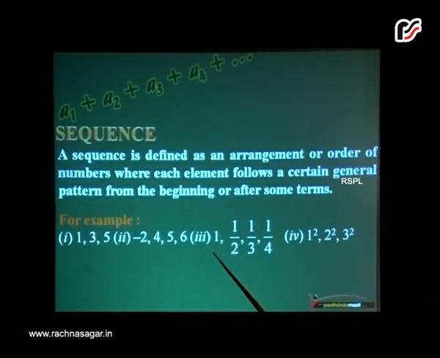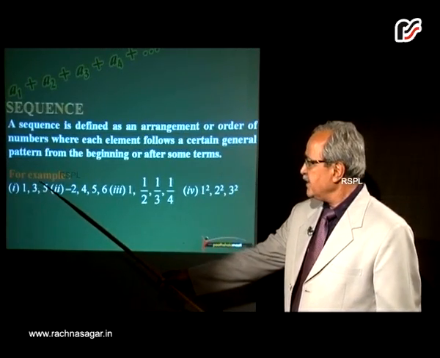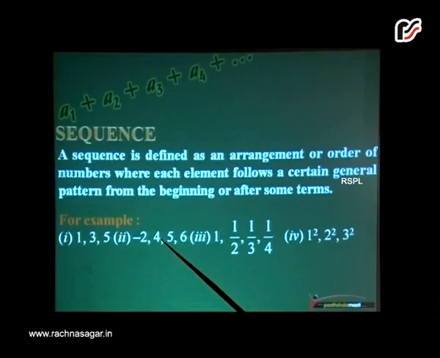For example, 1, 3, 5 or -2, 4, 5, 6, or 1, 1/2, 1/3, 1/4, or 1 square, 2 square, 3 square, etc. All these are examples of sequences where these form a certain pattern, maybe right from the beginning or after some terms.